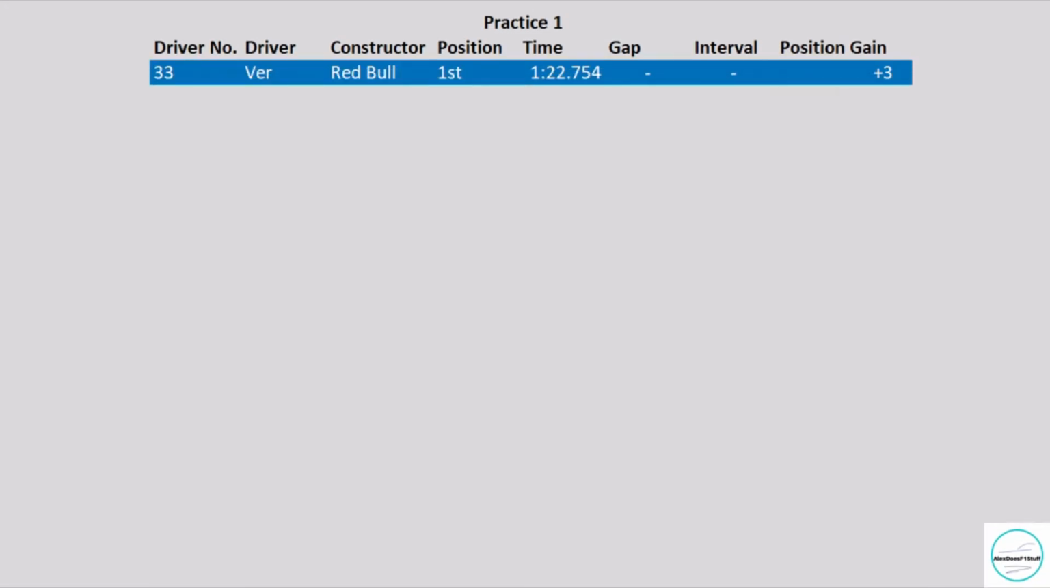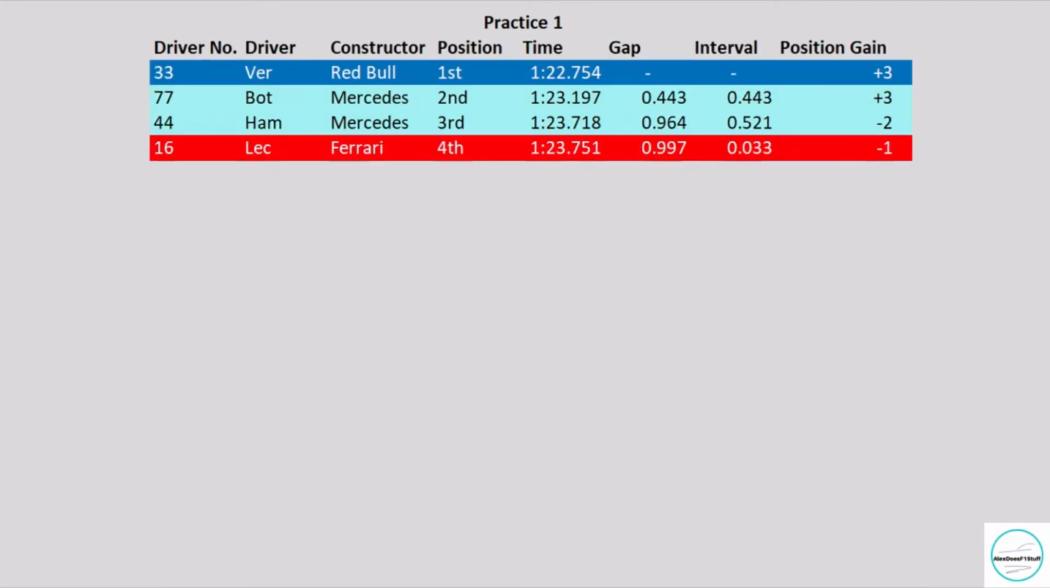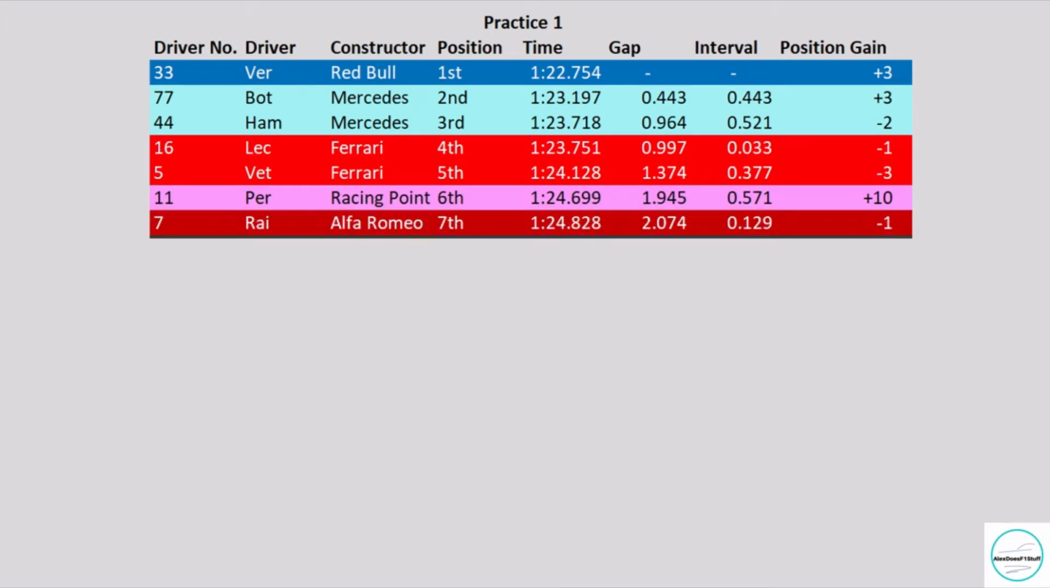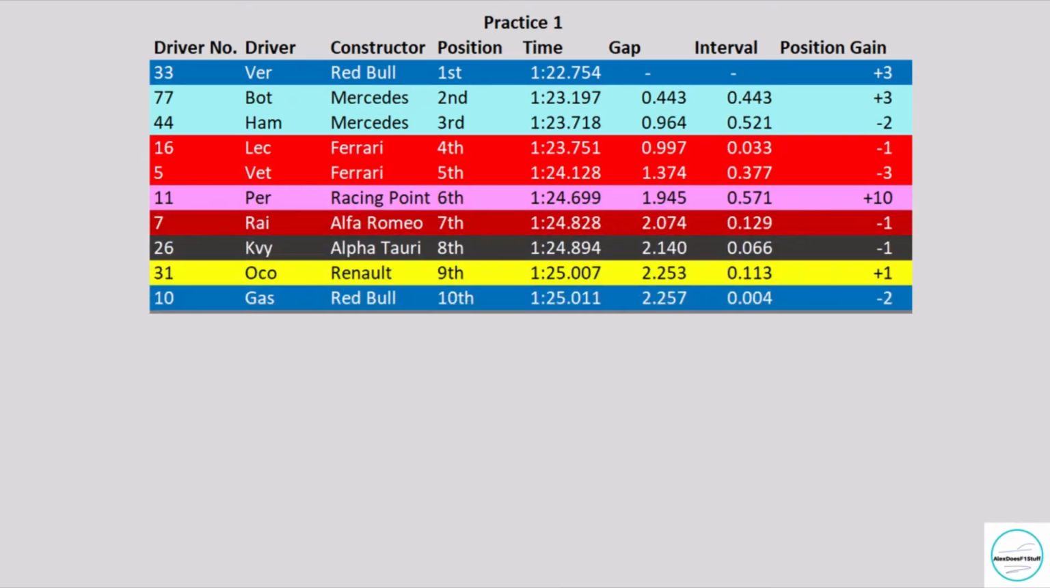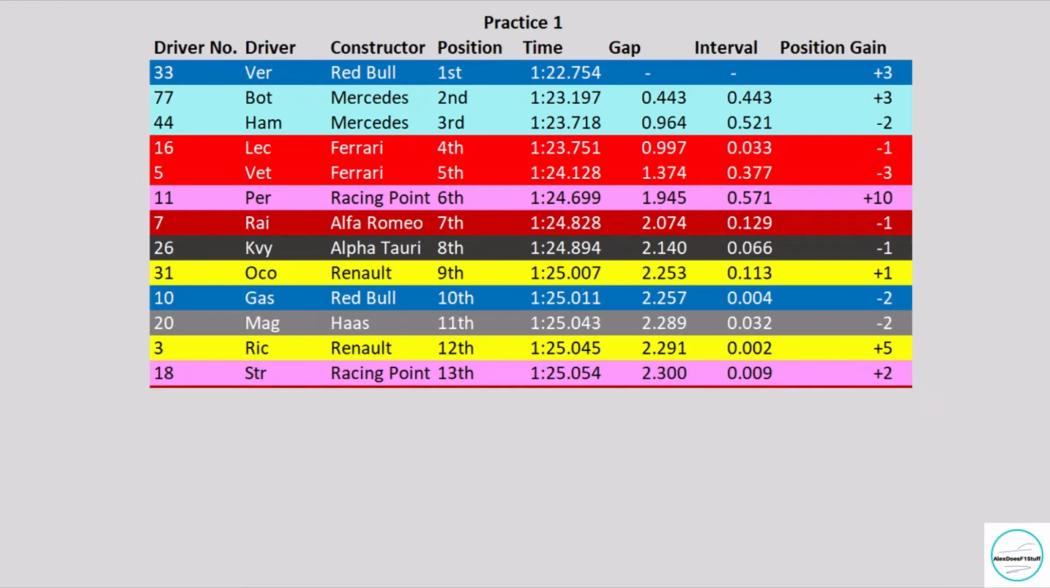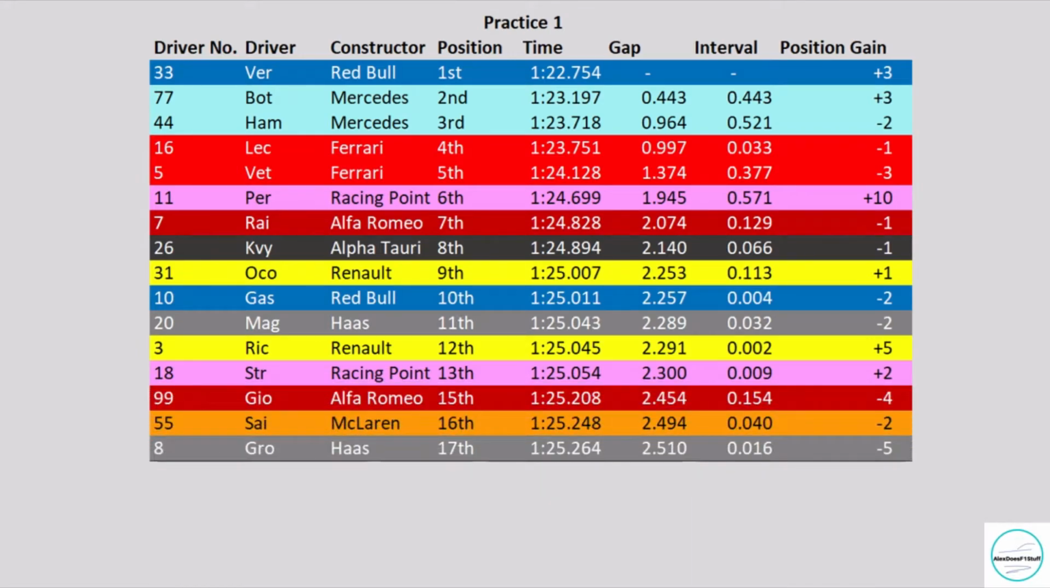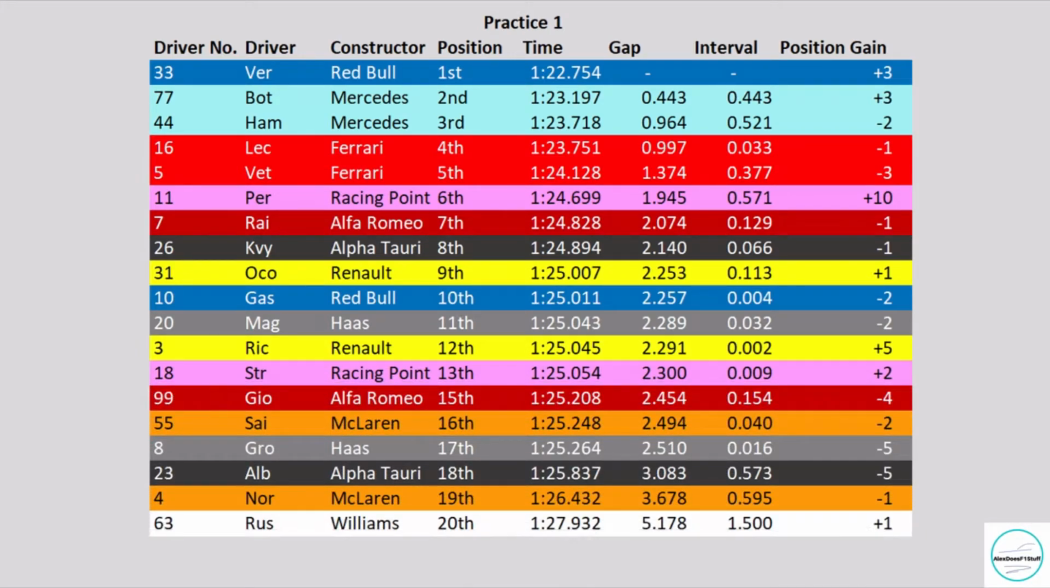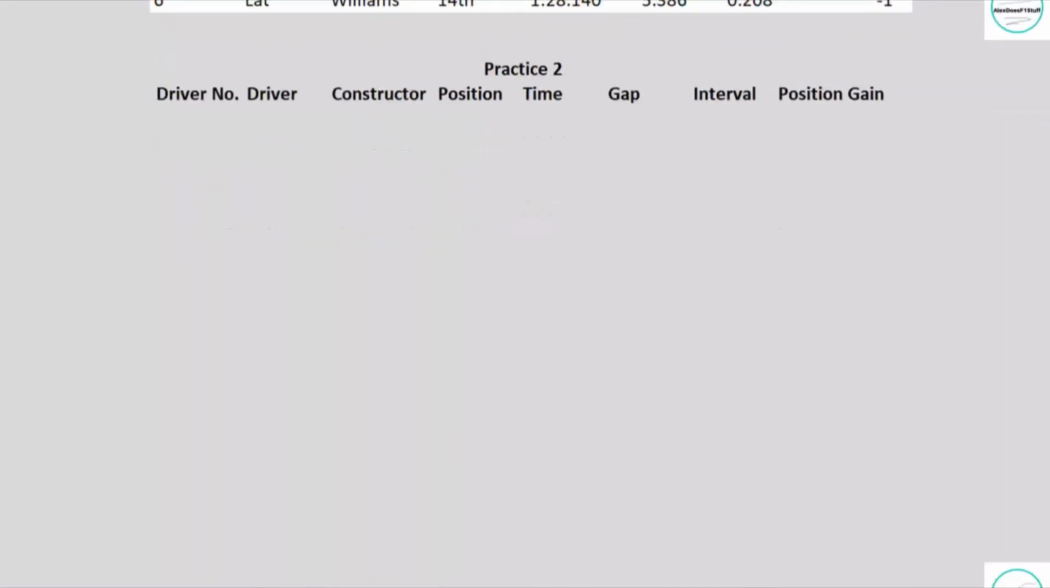So practice 1 sees Verstappen fly to the top, 4 tenths clear of Bottas, both gaining 3 places from last year's times. Perez leaps forward a massive 10 places, but 1.9 seconds off Verstappen, with the biggest losers from last year being Grosjean in the Haas and Albon in the AlphaTauri, both losing 5 places. We'll whiz through practice 2 a bit quick.